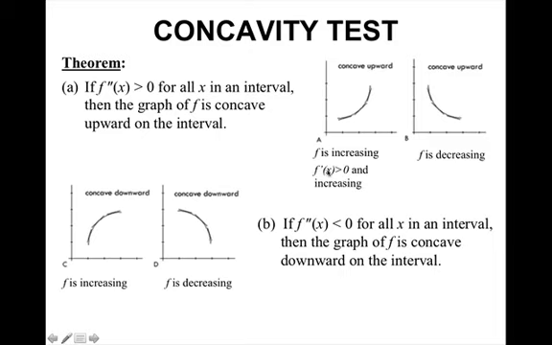Here, f prime is greater than 0 and increasing. F prime is less than 0 and increasing. F prime is greater than 0 and decreasing. And f prime is less than 0 and decreasing.